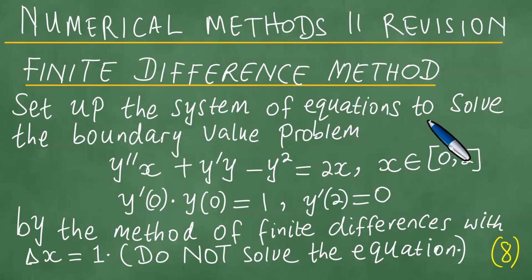We need to set up the system of equations to solve the boundary value problem, which is y double primed by x plus y primed by y minus y squared equals x. This is a past exam question that came in November last year, exactly as it is. X lies in the interval from 0 to 2, with y primed of 0 times y of 0 equals 1, and y primed of 2 is 0.